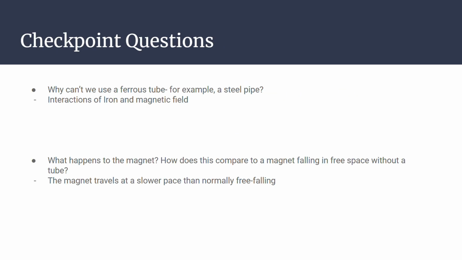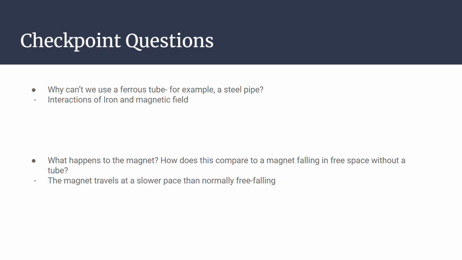So for our checkpoint questions, why can't we use a ferrous tube, for example, a steel pipe? The reason that you can't use a ferrous tube specifically is because it's iron, and iron is one of those elements that are more magnetic, and so it could possibly interfere with the magnetic field already created by the pipe.